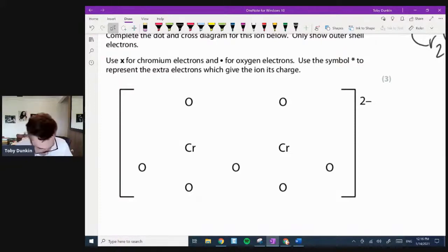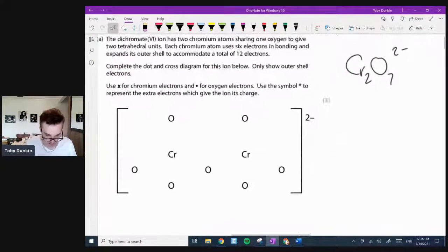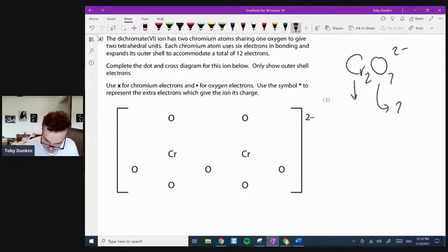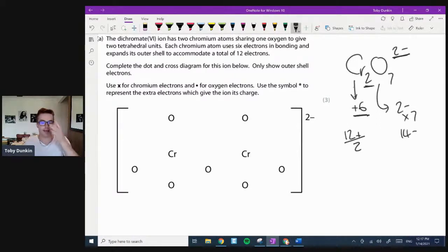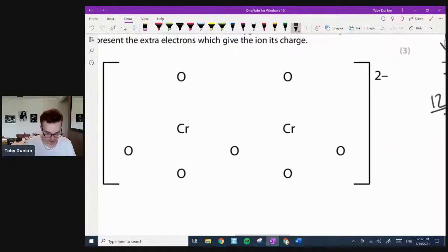Right, you all ready? So first thing I'm going to do is, how many bonds is chromium making? We've got -2 times 7, that's -14. And then that one there, -2, so that must be bringing +12, but there's 2 of them in it, so 12 divided by 2 plus 6. Each chromium is making 6 covalent bonds. Right, 6.